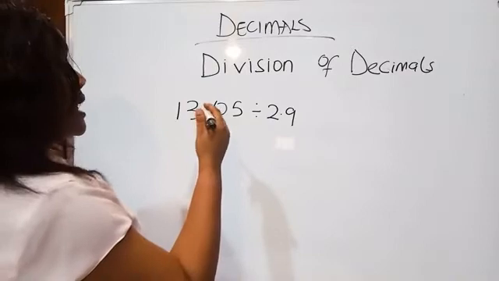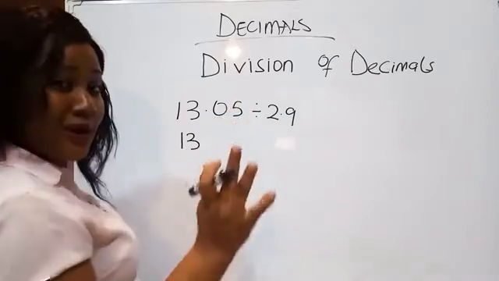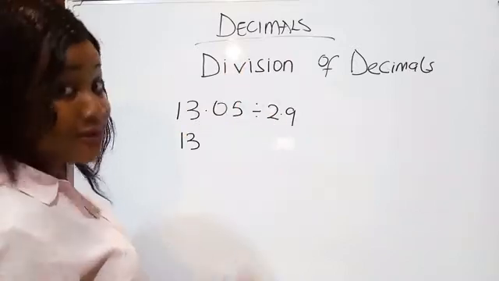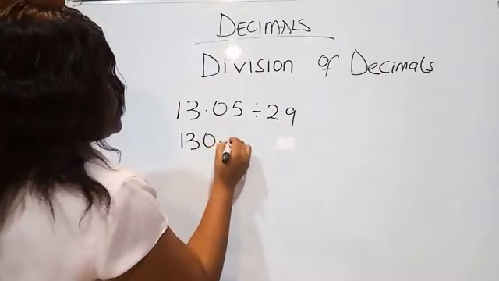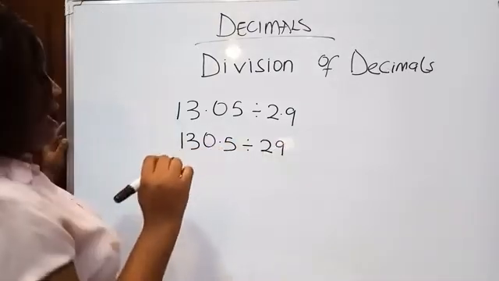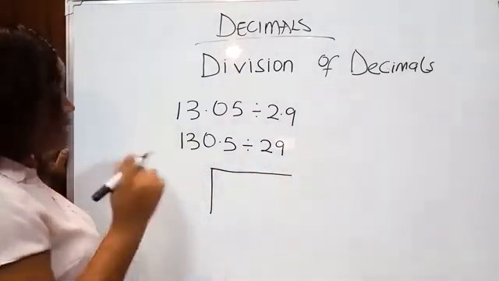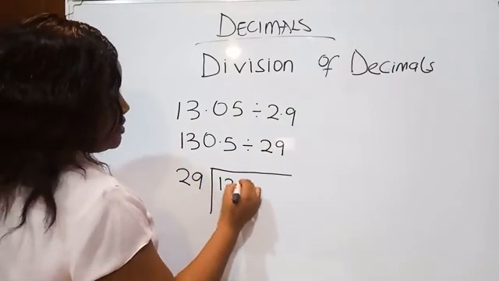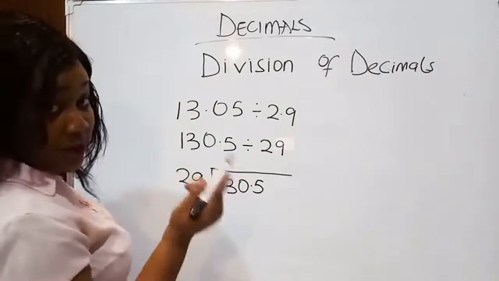So multiplying both sides by 10, that's moving each decimal point, we're going straight to the point. You move each decimal point to the right by 1 step. So you have 130.5 divided by 29. And then you go ahead to divide using our long division method. So you have 29 here. You have 130.5.